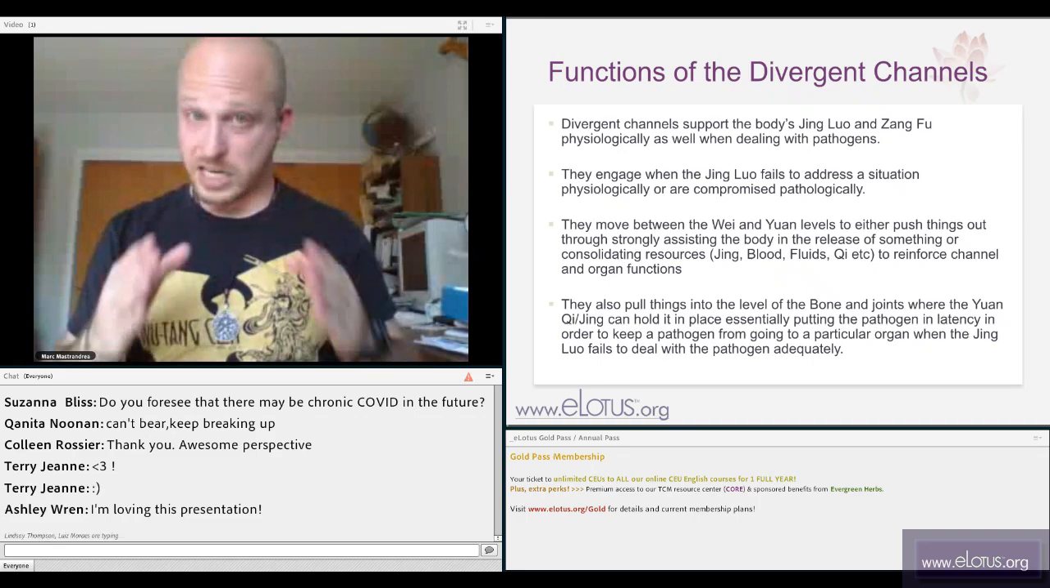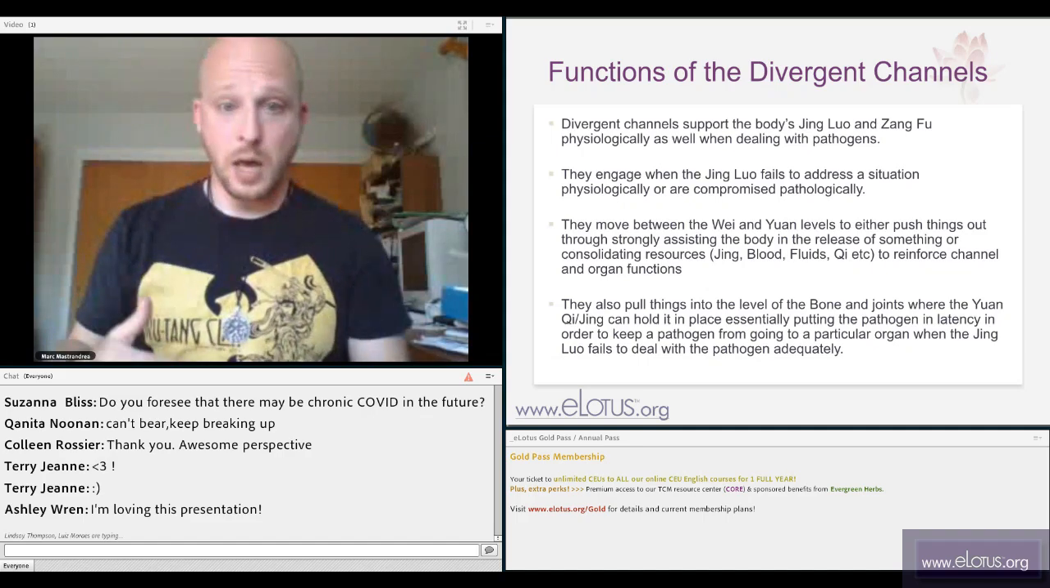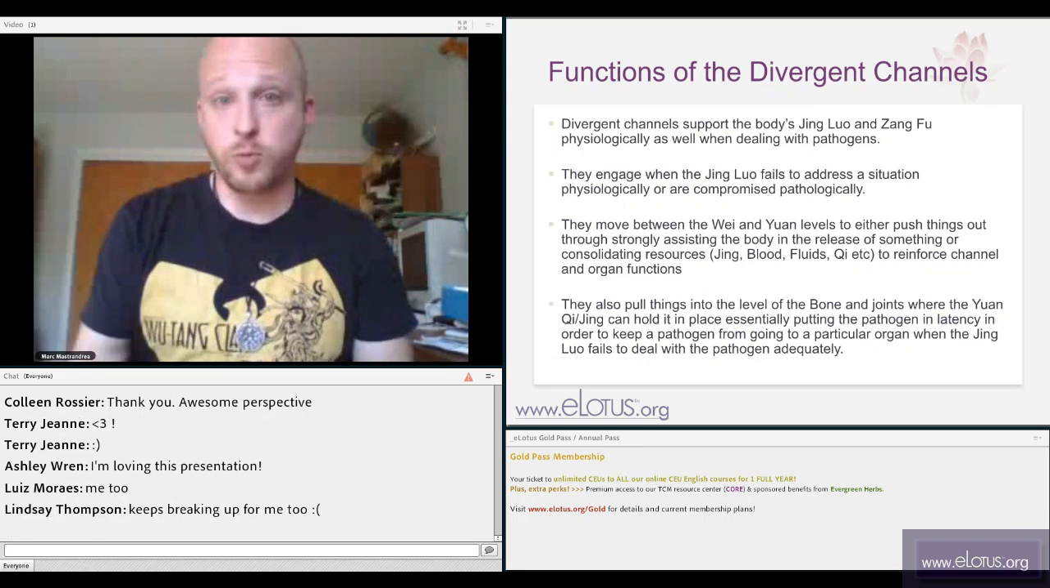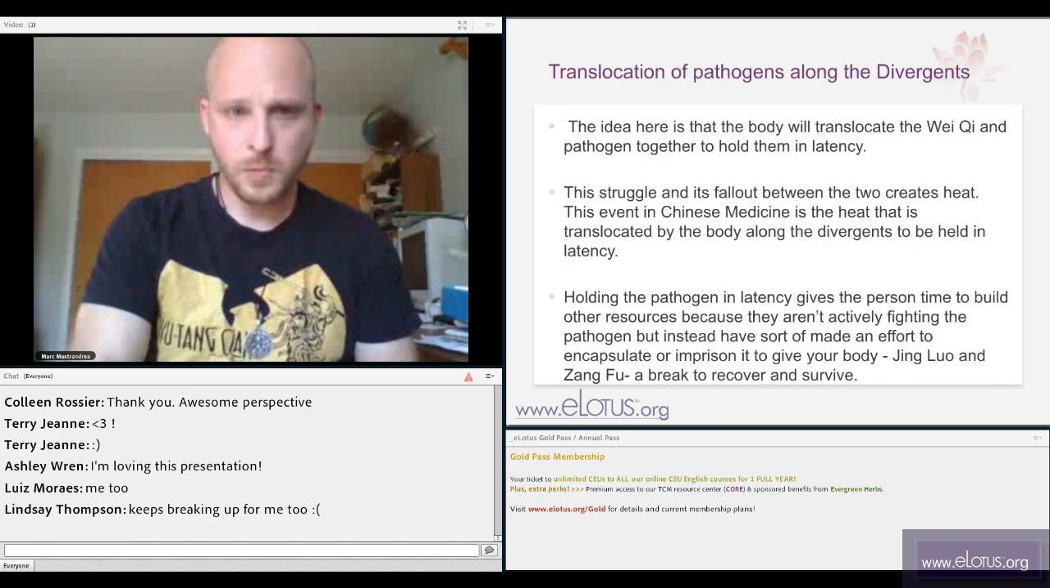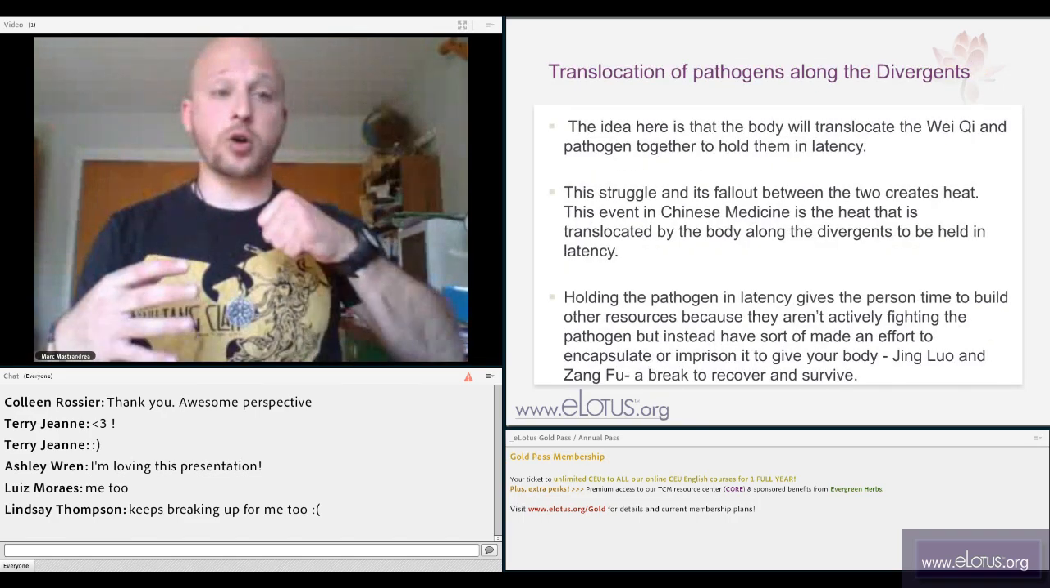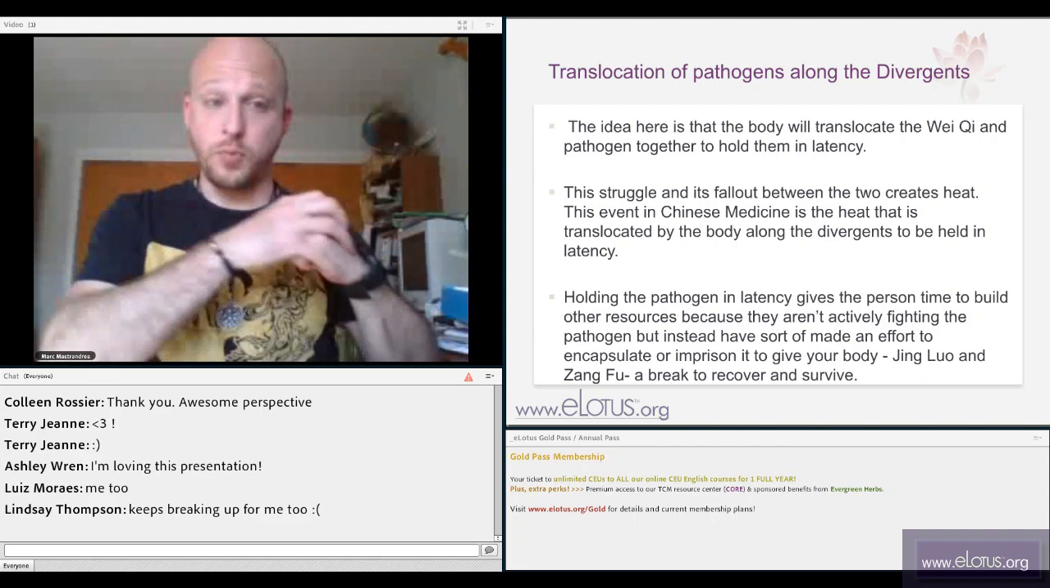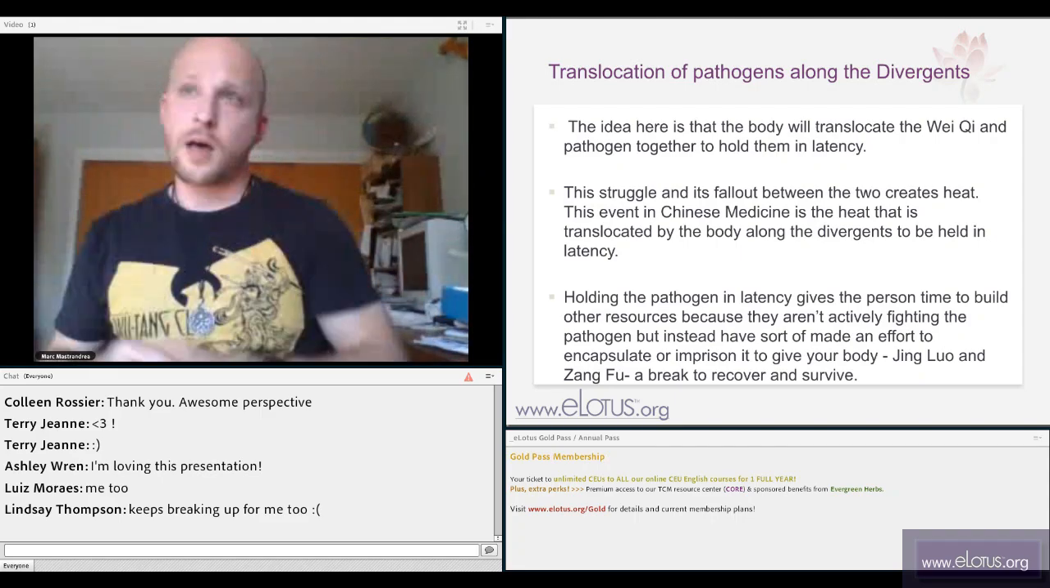That's what this is for. This is to keep you alive. And that's what we're seeing a lot of in COVID. So this is called translocation. It's moving and translocating this pathogen.